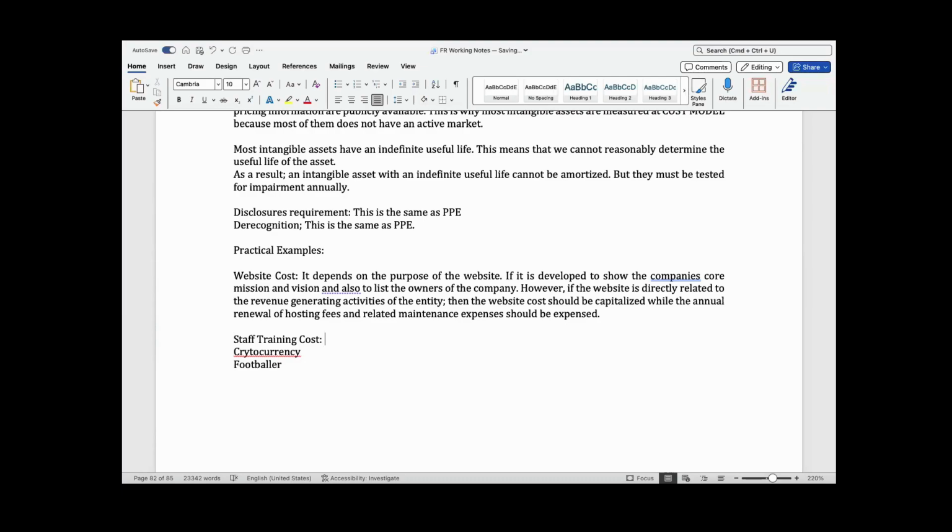So Olamilekon, you tried, but you're almost there. Now let's go to staff training costs. So you send your staff abroad to go and train, to go and learn one skill. You spend a lot of money. So you are the accountants of that company. Are you going to capitalize this cost?